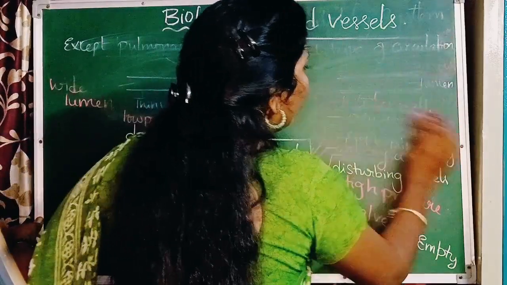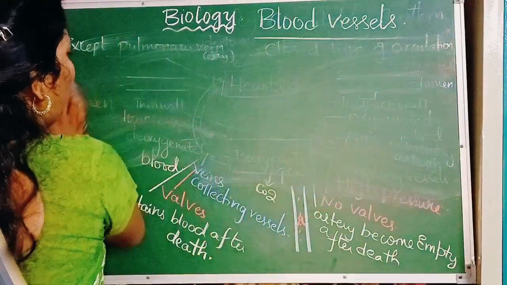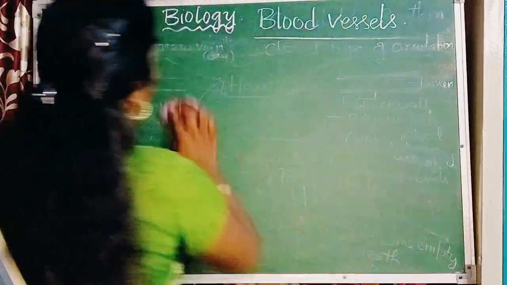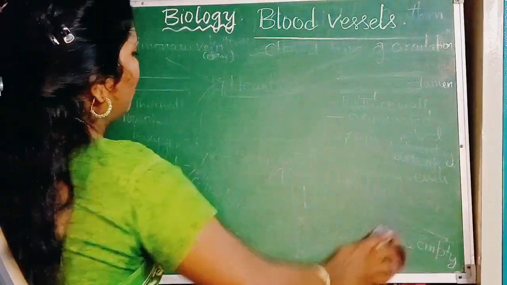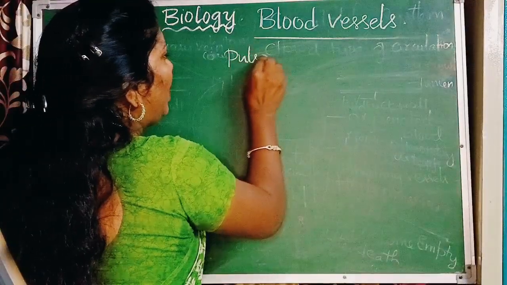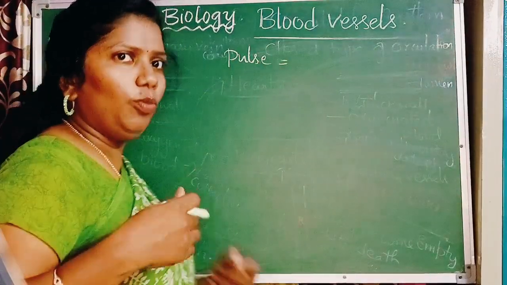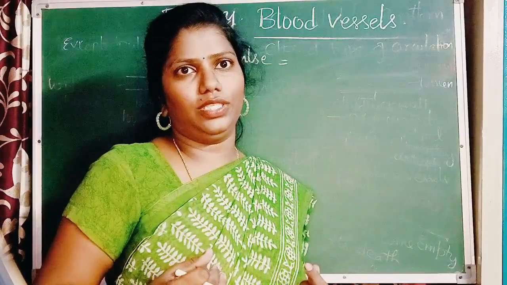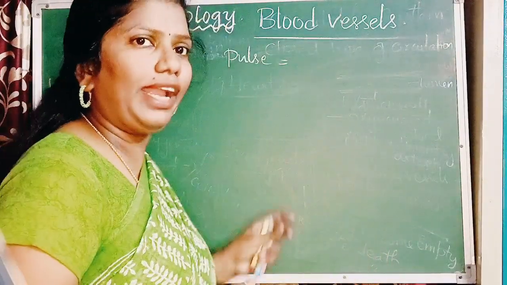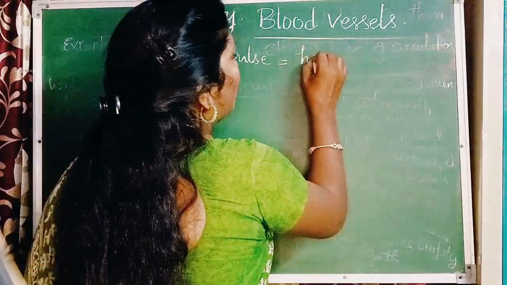What is a pulse? The rhythmic throbbing of the blood. Pulse is the rhythmic throbbing which you can feel in the arteries due to the pressure of the blood. Your pulse rate is equal to your heartbeat.